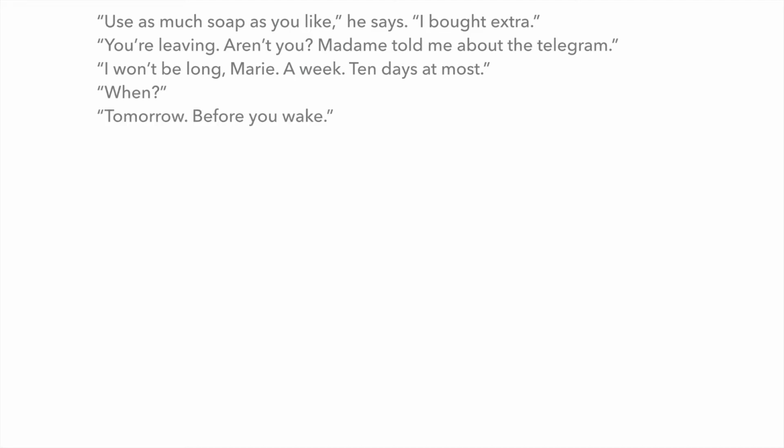"Tomorrow, before you wake." Now, Doerr could have had the Papa just say tomorrow, but he adds before you wake, which means this is goodbye. "Am I to stay here?" Obviously she's going to stay here. This isn't a question. This is her tugging at his heartstrings.